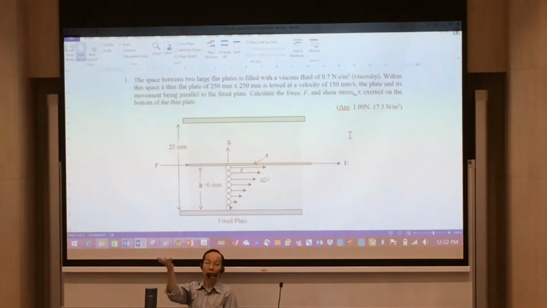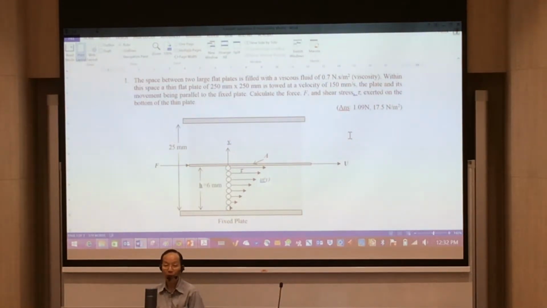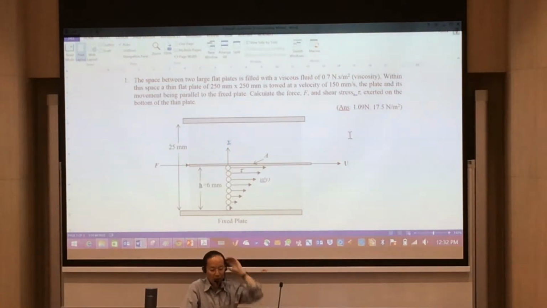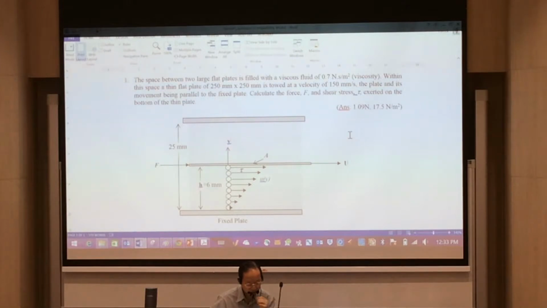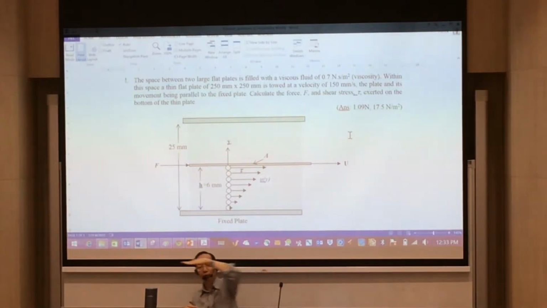How do we convert tau into F? Tau is therefore F over A. F over A will give you your shear stress, that's on the left hand side. The right hand side goes to mu times du/dy. In this case, what's the du/dy? The du/dy is the plate velocity U over h. Because you are interested in the force and the shear stress exerted on the bottom of the flat plate, at the bottom the plate is moving.